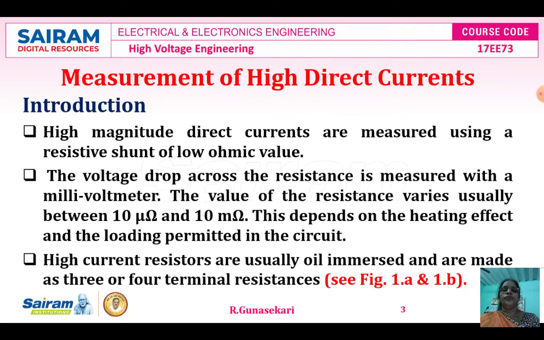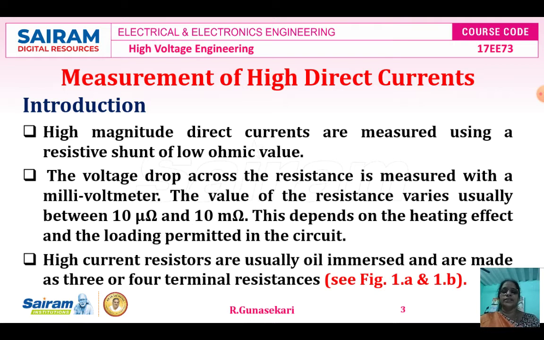Okay, now we studied the introduction to measurement of high currents. This is one of the types of measurement of high current. High magnitude direct currents are measured using a resistive shunt of low ohmic value. So in this lecture video, we study the resistive shunt. The voltage drop across the resistance is measured with a millivoltmeter. The value of the resistance usually varies between 10 micro ohm and 10 milli ohm. This depends on the heating effect and loading permitted in the circuit.